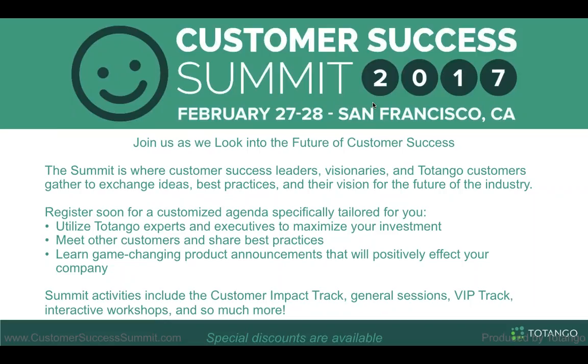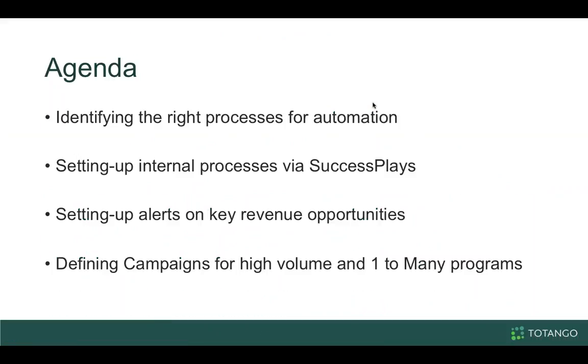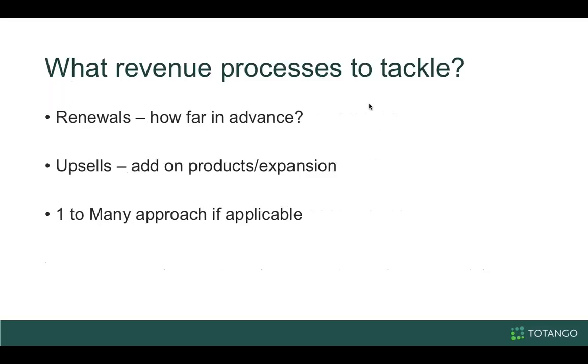So with that, I'm going to move on. For today's agenda for this webinar, we're going to talk about identifying the right processes for automation, your revenue processes. We'll talk about setting up internal processes via success plays, also setting up alerts on key revenue opportunities, and also defining campaigns for high volume, and also one-to-many programs that can drive your revenue processes as well.